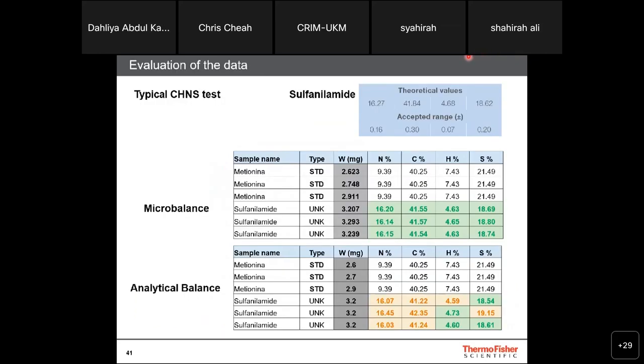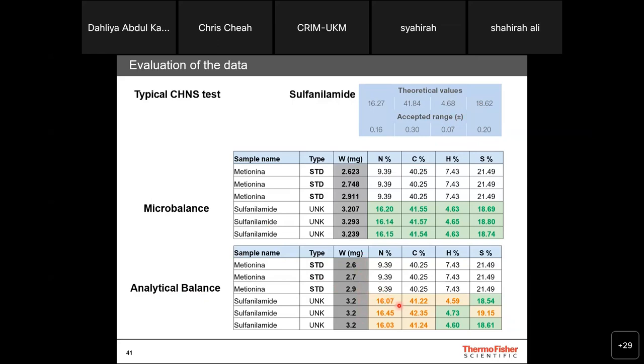So why I mentioned that microbalance repeatability is important. Okay, so this is to show you the typical result. We are using one material, the name is sulfanilamide. It contains a total of four elements. So under one analysis, you are able to get these four values. An analytical balance is around 0.01 gram readability, so a lot of time it cannot read the milligram better.